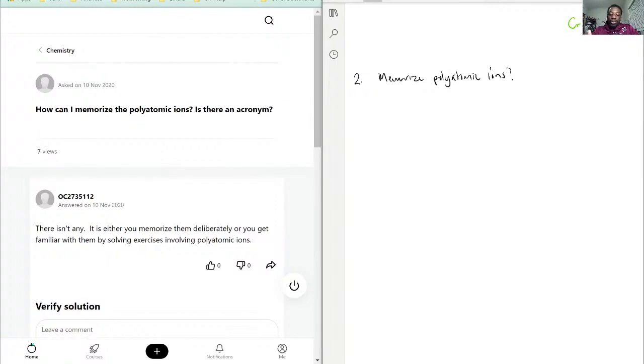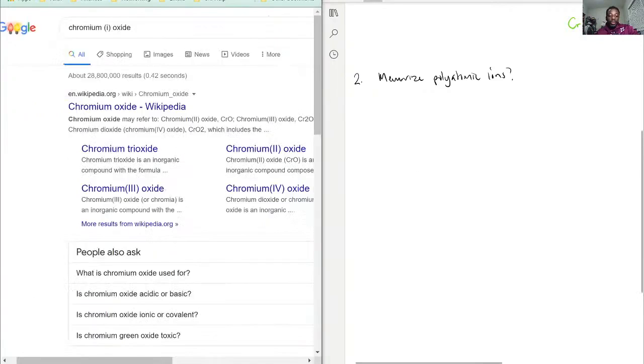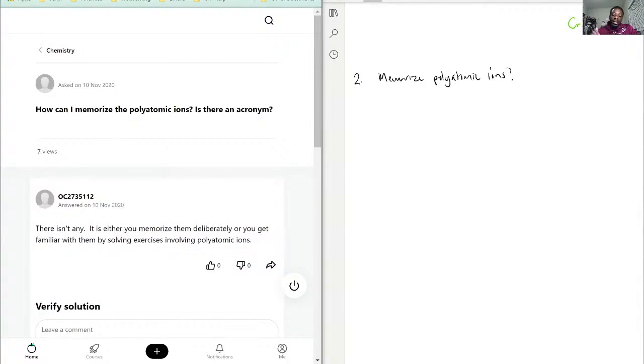As this answer says, unfortunately, there isn't any acronym that I at least know of to memorize them. But the one thing I would say is that, as this question says, it's really down to just practicing. The good news is that when it comes to polyatomic ions, there are those that occur frequently, and the ones I can think of are nitrate, NO3, sulfate, SO4, phosphate, PO4, and probably carbonate, CO3. Okay, so those are the most common ones.